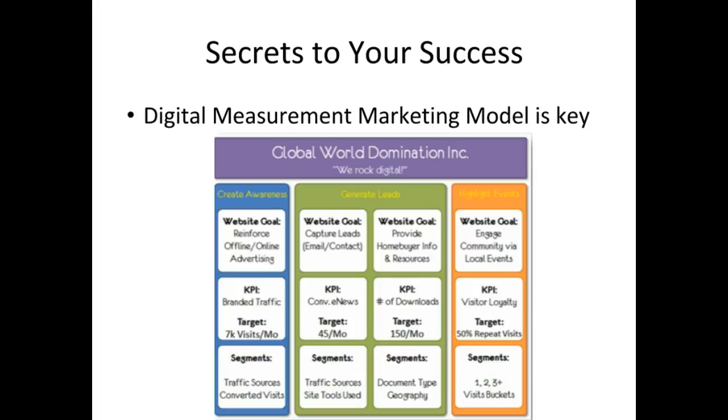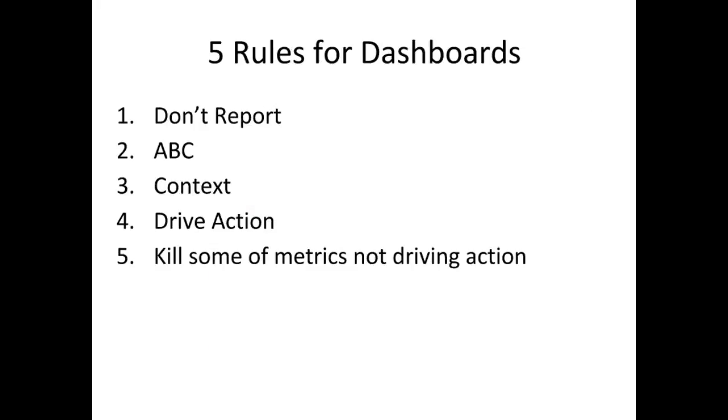Really, the secret to your success is coming back around that digital measurement marketing model, the DMMM. And so what you want to be looking for, again, is those 3 elements, right? You want to be looking for goals, KPIs, and segments. If you're successful, this is what you're focusing on, right? So you already have identified your KPIs. So now what you're doing is you're using those KPIs to show them your measurement on each of them and how we're doing so far.